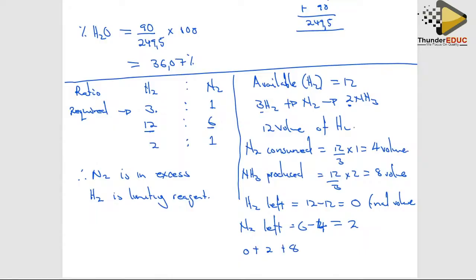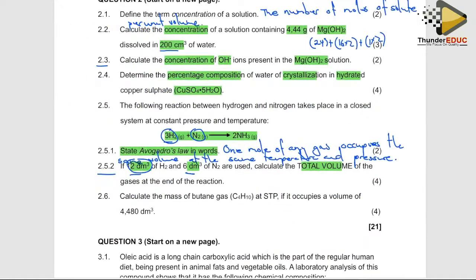So 0 plus 2 plus 8, which is equivalent to 10 dm cubed. So that's the total volume that we're looking for, which is equivalent to 10 dm cubed, right? So then to proceed to the next question, I'm going to say we are on question 2.6 there, right?